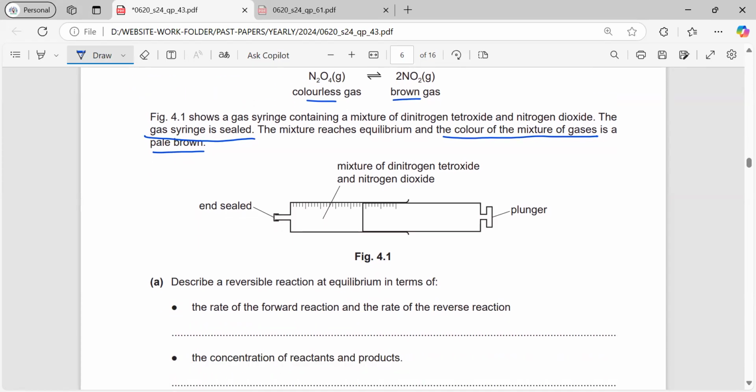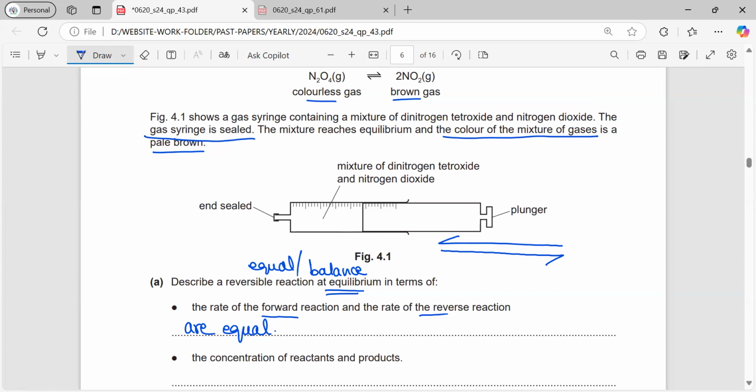Now, the question is, describe a reversible reaction at equilibrium in terms of the rate of forward reaction and the rate of backward reaction. So the rate of forward reaction and the rate of backward reaction are equal in every reversible reaction if it is in equilibrium. The word equilibrium comes from equal, which means balance. So if a reaction is in equilibrium, its rate of forward and backward reaction is equal, meaning the speed at which it is moving backward is equal to the speed with which it is moving forward.